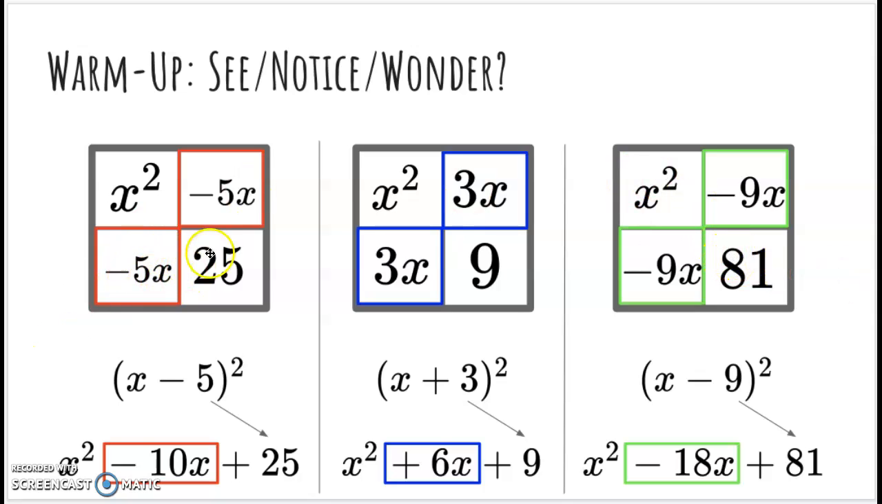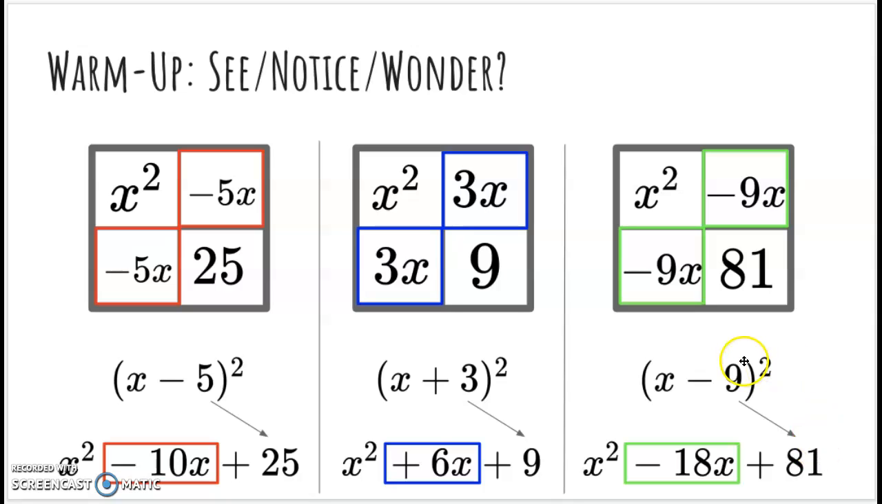Hopefully you might even be noticing, hey, if I take the square root of 25, I get 5. So 5 and 5, or 10 split into half makes 5 and 5, and 5 squared gives us that 25. Hopefully you're starting to see some patterns here. 6 split in half gives us 3 and 3, and 3 squared makes 9. Negative 18 split in half is negative 9x and negative 9x, and negative 9 squared makes 81.